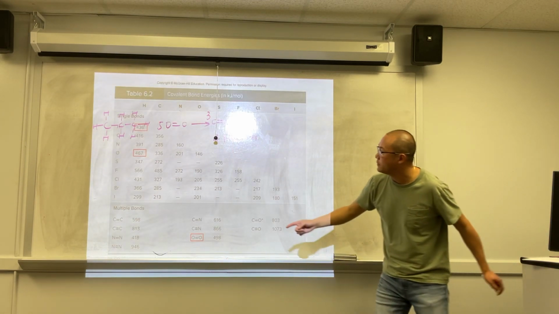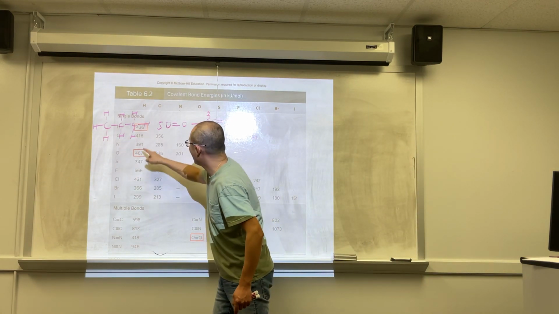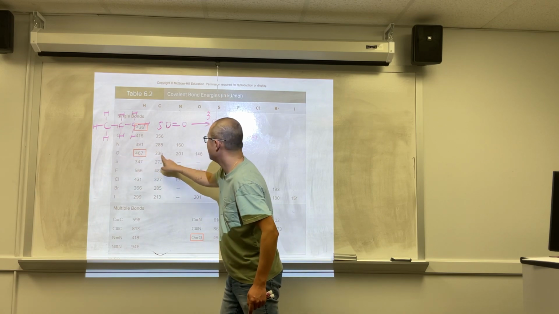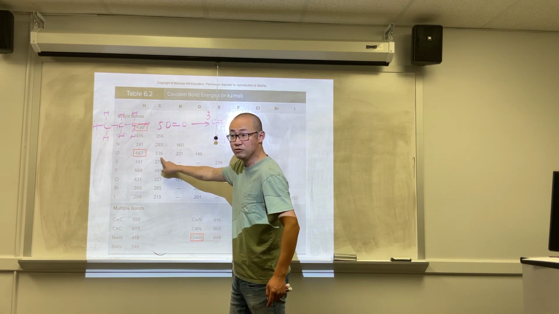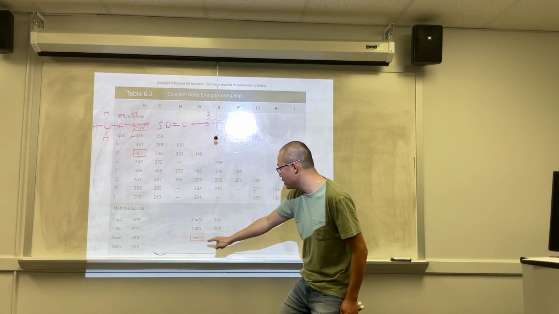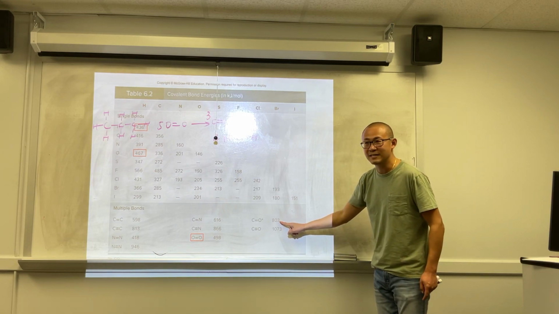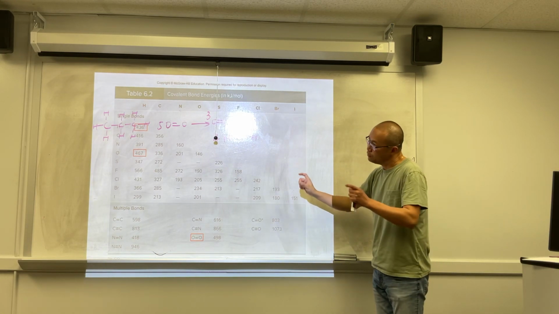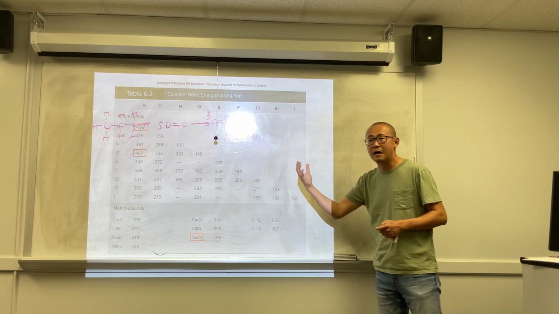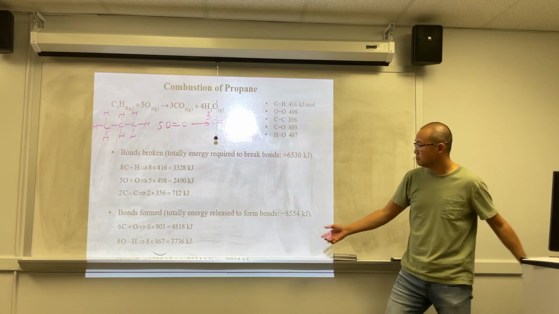CO single bond is what? CO single bond is 33.6, which I don't use at all because they're CO single bonds. But in carbon dioxide, we're talking about what? CO double bond. Does it make sense? Okay, again, don't get confused. Take a look at what type of bond we're working on here.